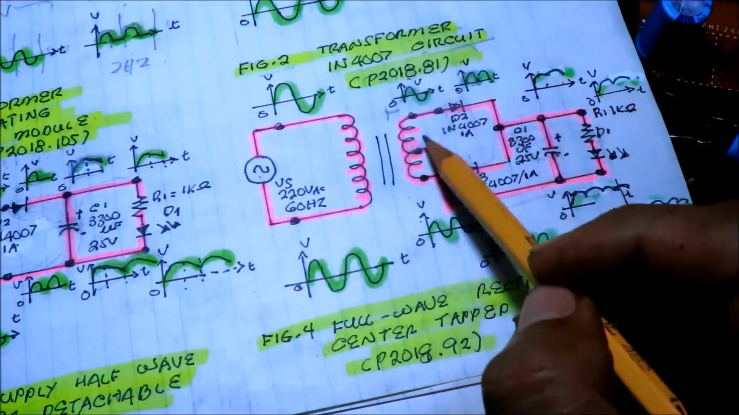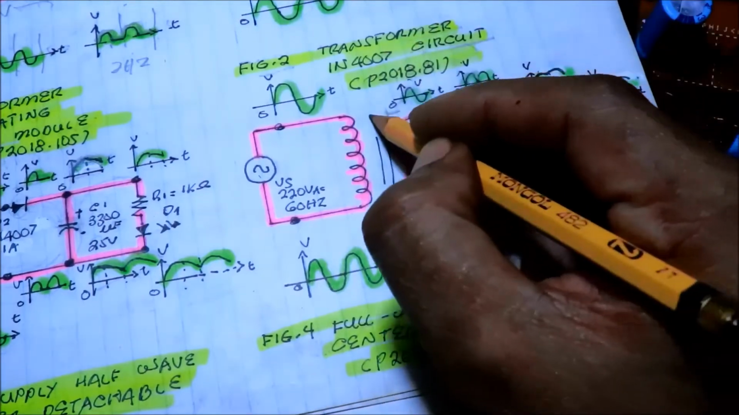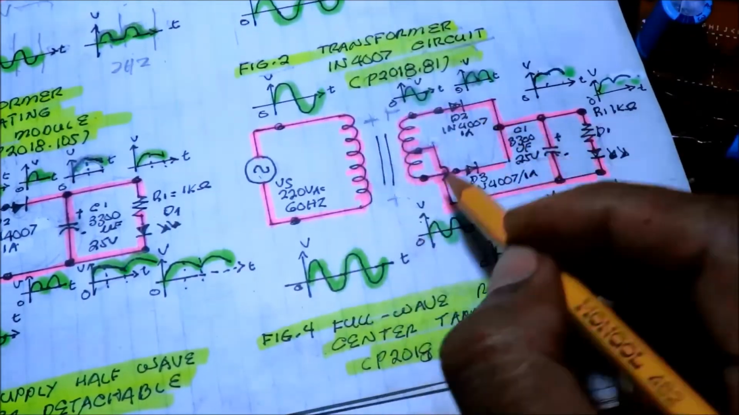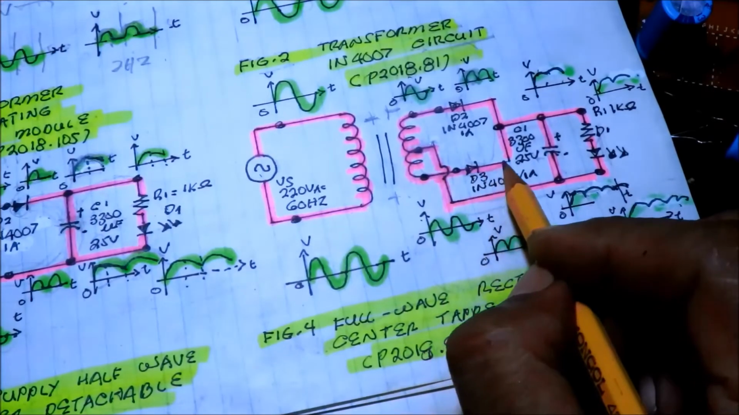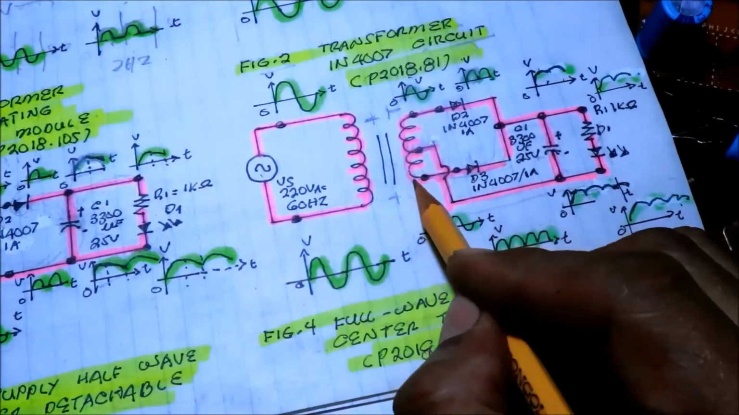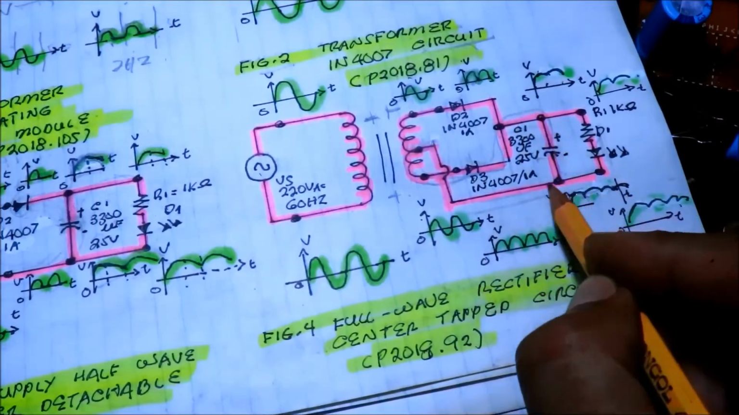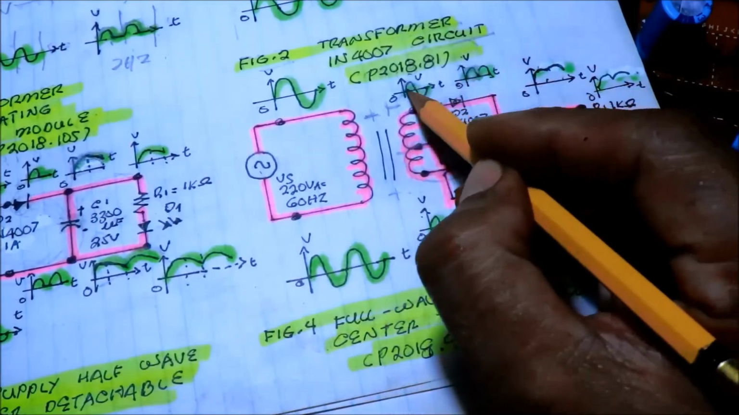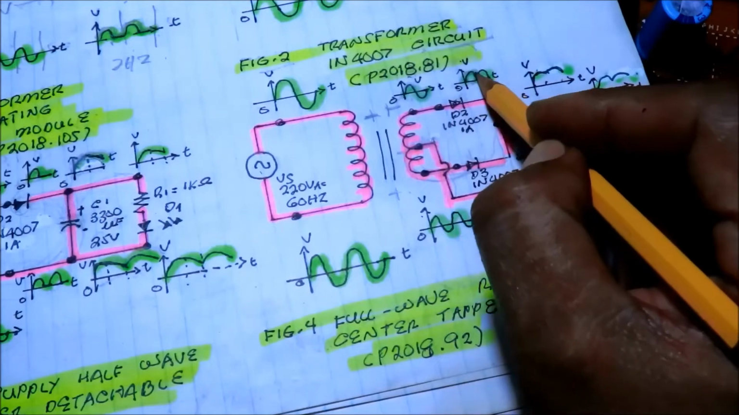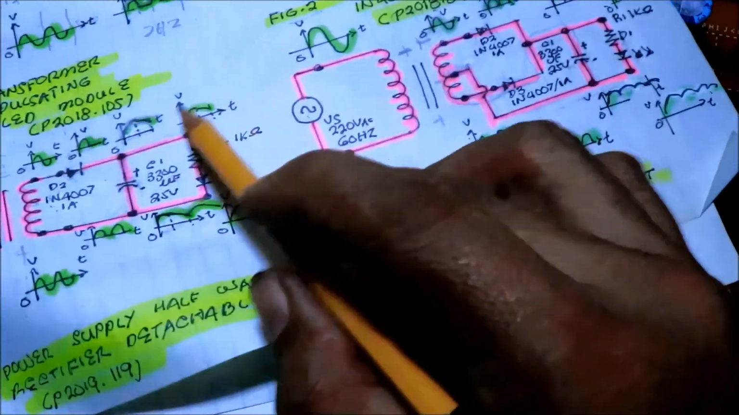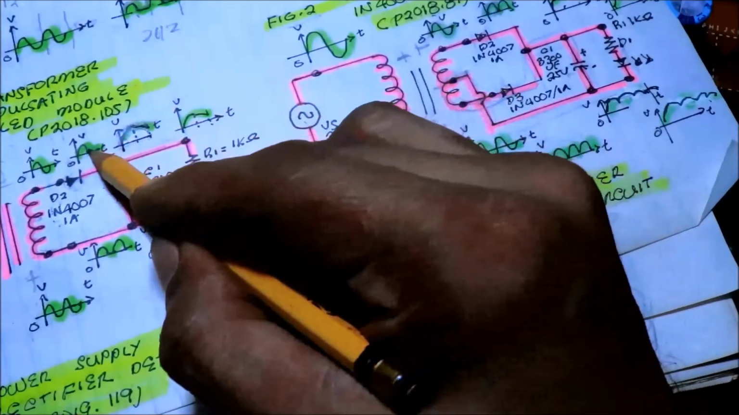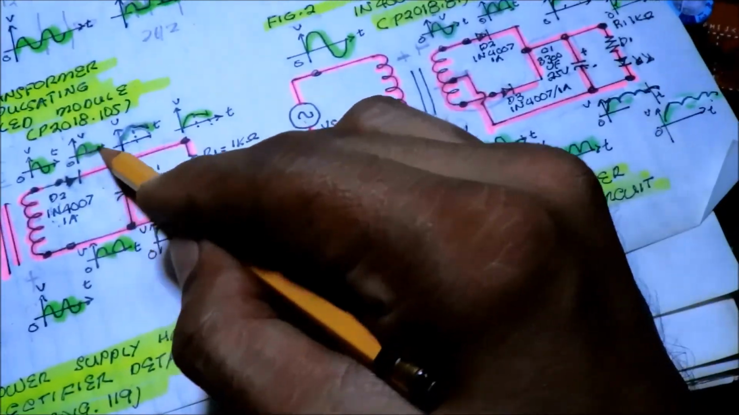And then to the negative, reversal of the wave, negative here, positive here. Now the D3 is functioning. Current travels to D3, to the capacitor, and to the ground. So in one cycle, we are now having this, a nice pulsating DC. Much better than the half wave, because in the half wave, there's no output in the negative half cycle.